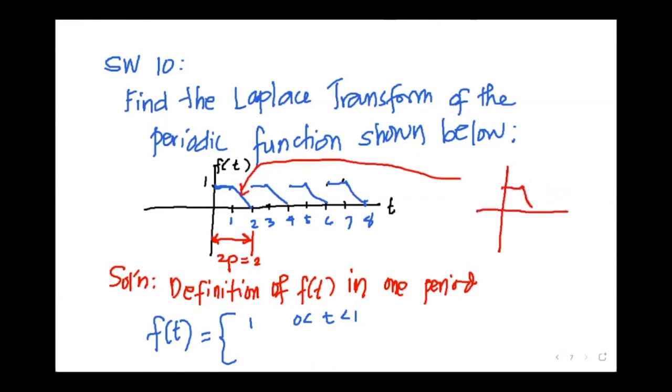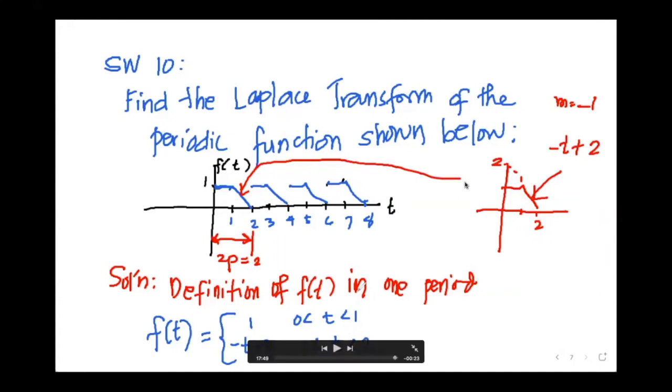Pinapakita dito na negative yung slope. Yung slope kasi nito, as you can see, 1 lang din siya, but in this case, negative 1. Change in y over change in x. In this case, select 2 points ha, para makuha. So negative t plus 2. Intercept natin is positive 2. This is your seat work number 10. So na-define na natin in one period. Sige, let's proceed to the next step.